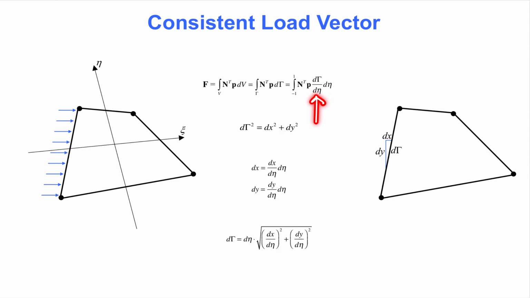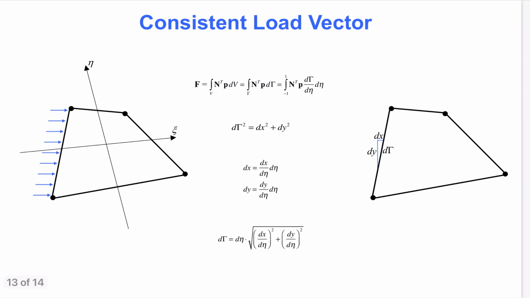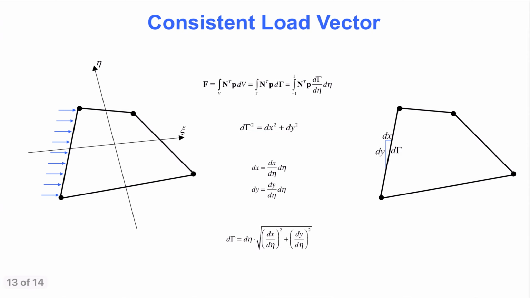Notice again the appearance of the Jacobian ratio of differentials. In order to evaluate this Jacobian, we first express the differential of the gamma coordinate along the edge in terms of the differential of the x and y coordinates. With reference to the figure on the right-hand side, this is done by formulating the Pythagoras formula for the triangle shown there. We now need the relationship between the differentials dx and dy and d eta. That is done below. dx is the Jacobian times d eta. Similarly, dy is the Jacobian times d eta.